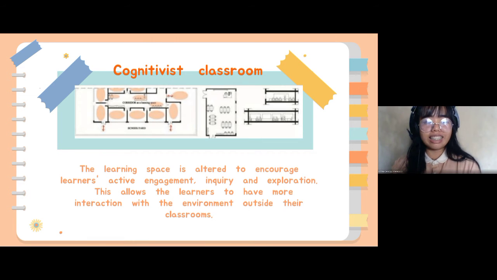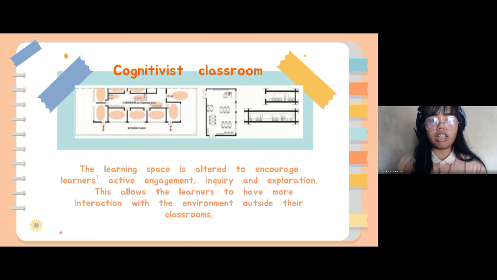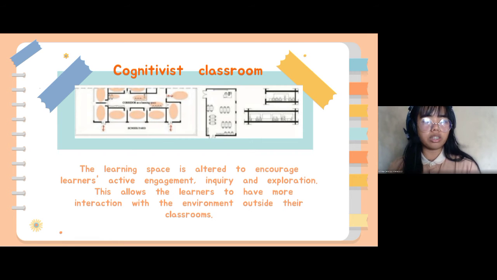So, to summarize these two theories, all you have to understand is that both are on the opposite sides of the spectrum. Behaviorism is teacher centered, while cognitivism is student centered. It shows in the way the classrooms are designed. In the former, students are limited to interacting with only their immediate environment, while the latter encourages exploration and inquisitiveness. So that's it, and I will be giving the floor to Teacher Noelle for the next part.